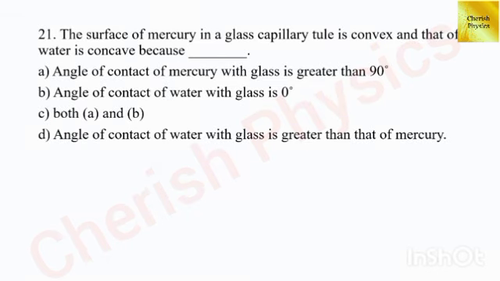21st question. The surface of mercury in a glass capillary tube is convex and that of water is concave because dash. Option A and B are correct. The angle of contact of mercury with glass is greater than 90 degree and the angle of contact of water with glass is 0 degree.